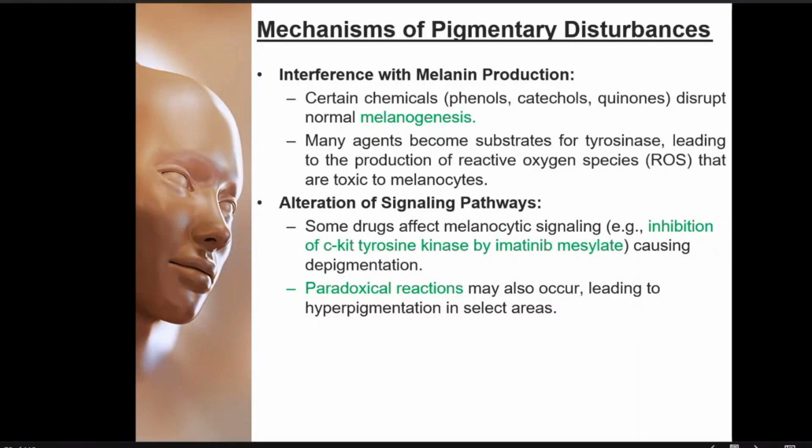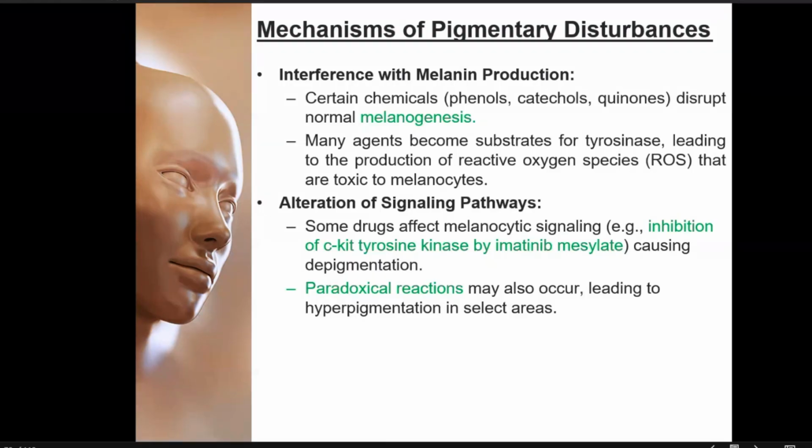Certain chemicals like phenol, catechol, and quinone disturb the normal melanogenesis. So it disturbs the synthesis of the melanin and leads to phototoxicity. Many agents become the substrate for tyrosinase, leading to the production of reactive oxygen species that are toxic to the melanocyte. So many chemicals also produce reactive oxygen in the skin, and that leads to damage of the melanocyte and phototoxicity.